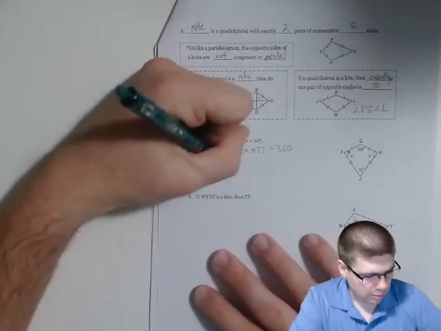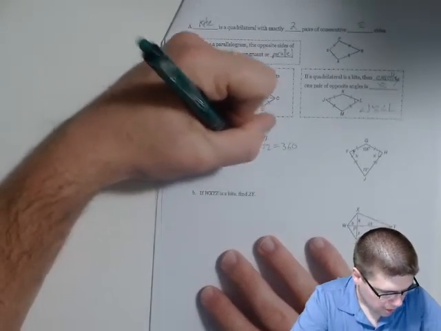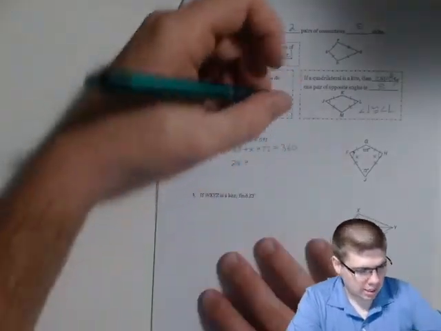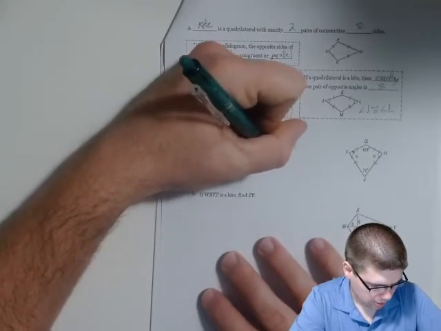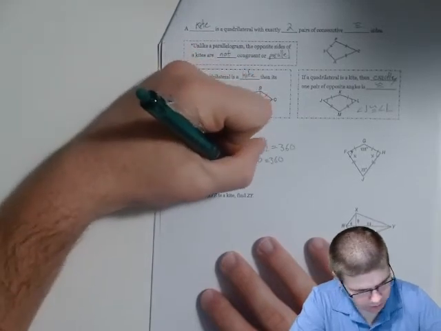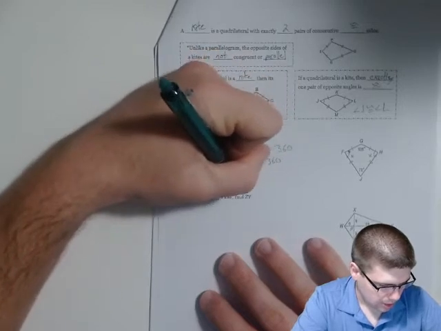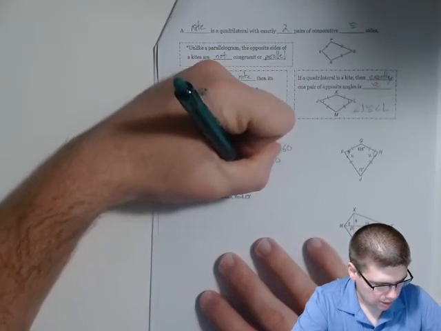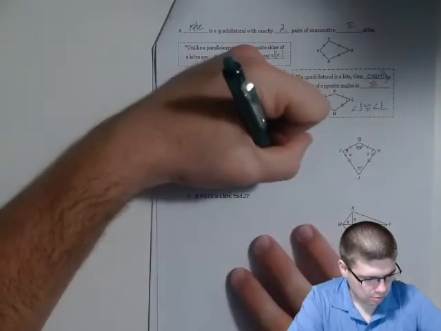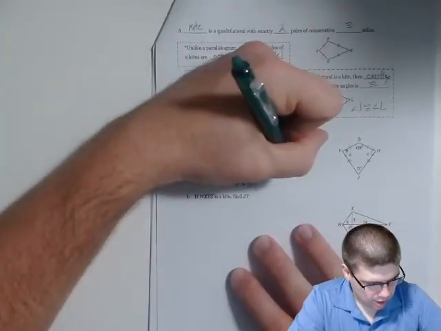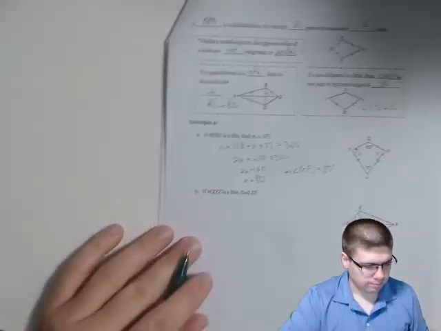So we add that all up, we get 2X plus 200 is equal to 360. I probably could have subtracted that all at once. So 2X, subtract 200 from both sides, we get 2X is equal to 160. Divide by 2, X is 80. And so that would be the measure of that angle. So the measure of angle GFJ is equal to 80 degrees.